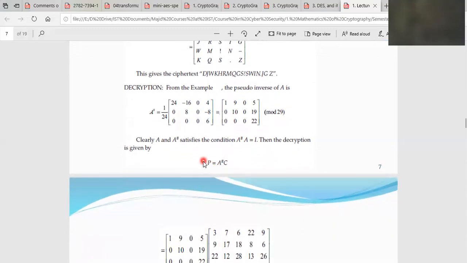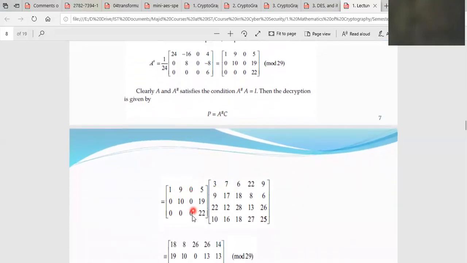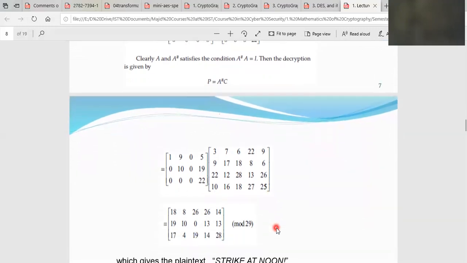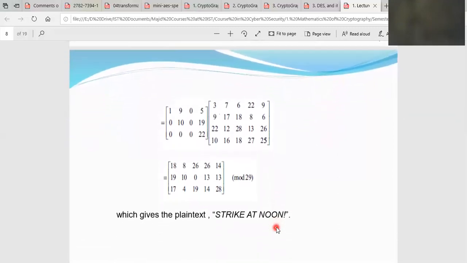So to get the plain text, P is equal to the inverse of the rectangular matrix times C, where the inverse is 3 cross 4 and C is 4 cross 5. Ultimately we multiply both and take mod 29, and the result gets back our plain text, which is "strike at noon".